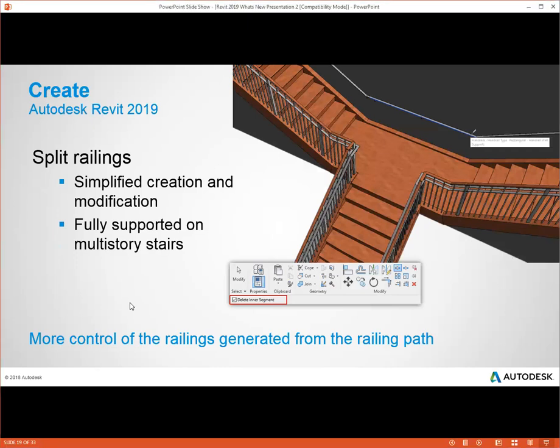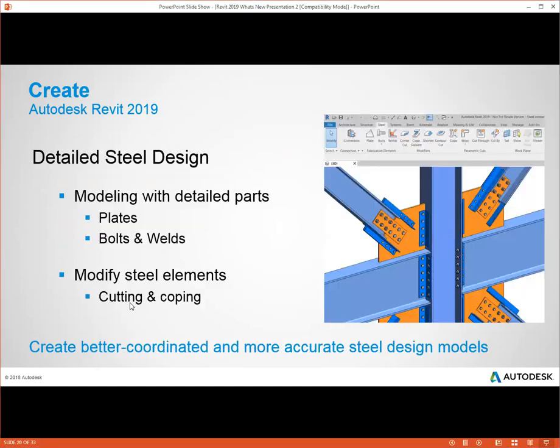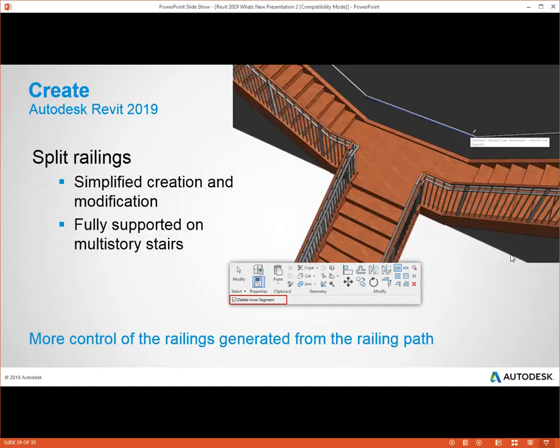When the railing is split, you now have two different elements with part sketches that are independent of each other. So you could theoretically divide this railing into 4 or 5, depending on what you are trying to achieve. It gives you more control over how you generate railings from your railing path.